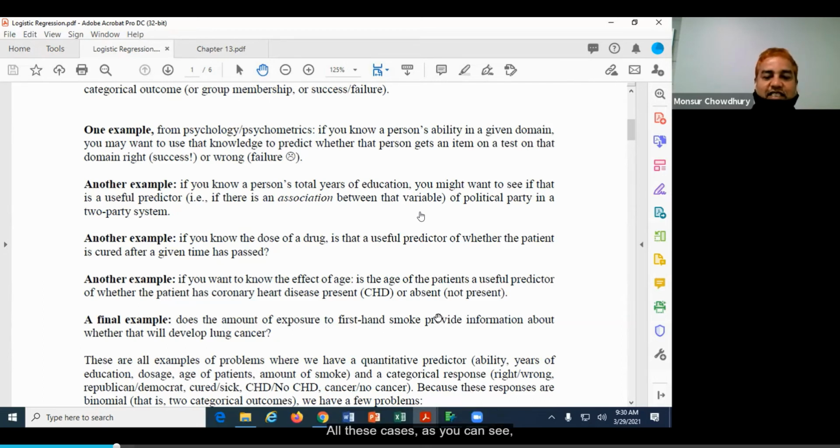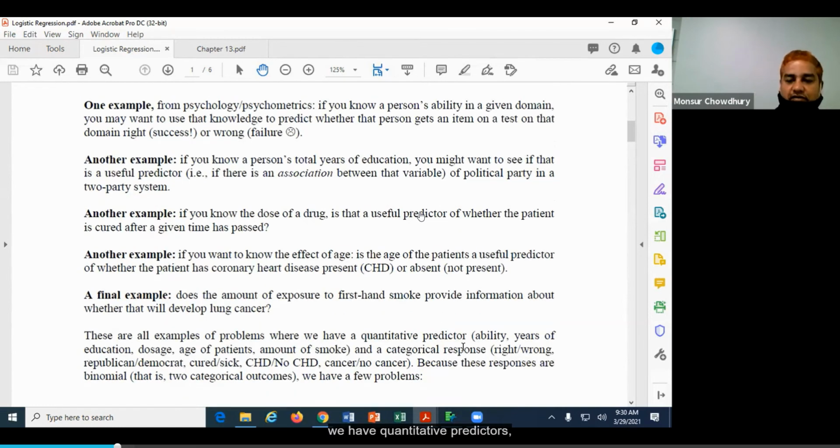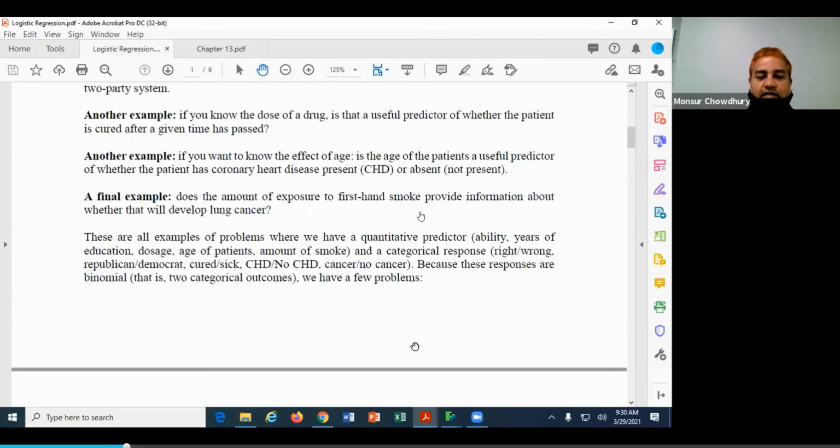In all these cases you can see we have quantitative predictors, such as ability, years of education, age of patients, or amount of smoke. And our response variable is categorical: right or wrong, Republican or Democrat, cured or sick, coronary heart disease or not, cancer or no cancer. These are categorical response variables. Now we have two categorical outcomes, either yes or no. These responses are binomial, so we are considering only two categories here.